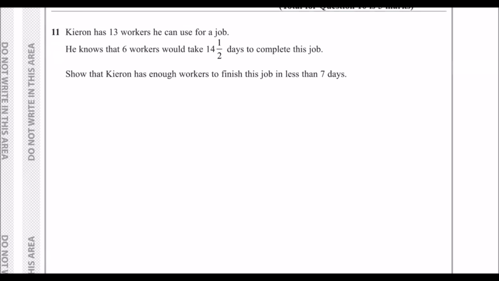Question 11. Kieran has 13 workers he can use for a job. He knows that 6 workers take 14.5 days to complete the job. Show that Kieran has enough workers to finish the job in less than 7 days. So 6 workers take 14.5 days. It's an inversely proportional relationship. As you increase the number of workers, it decreases the amount of time it takes.